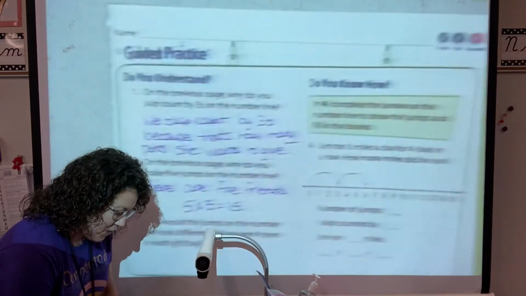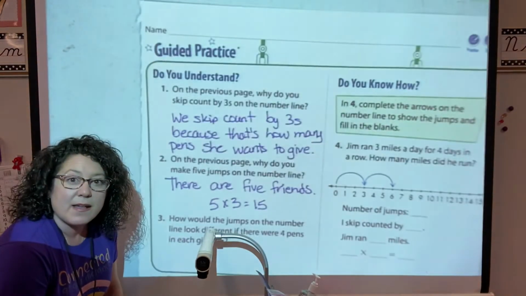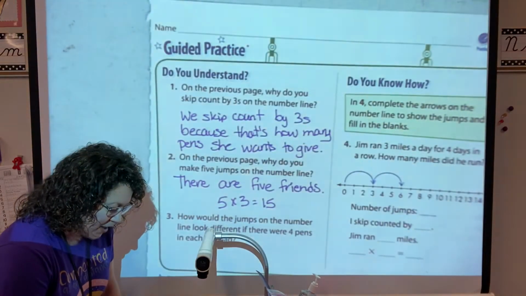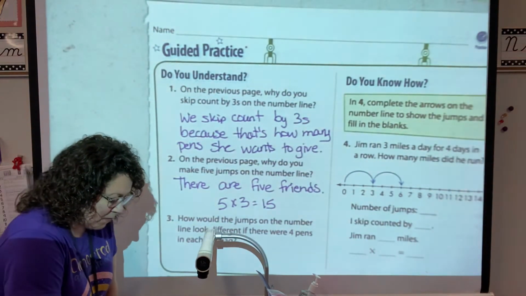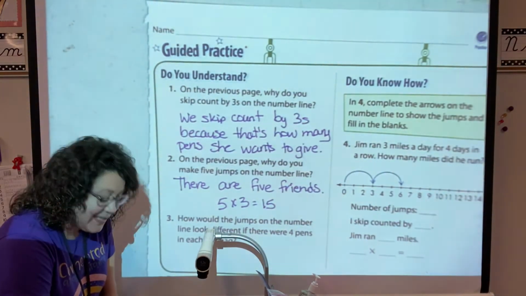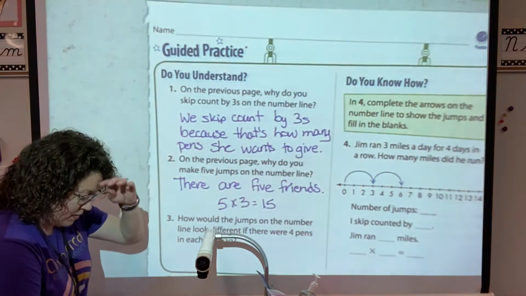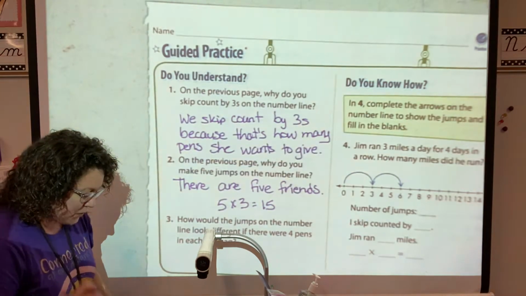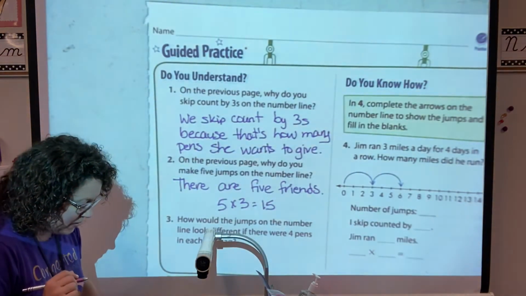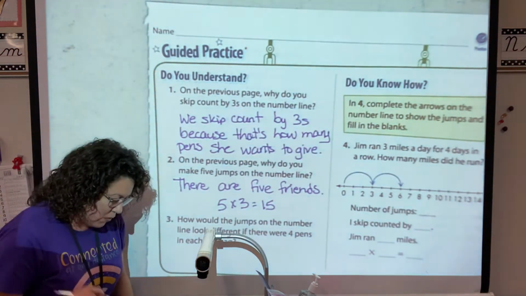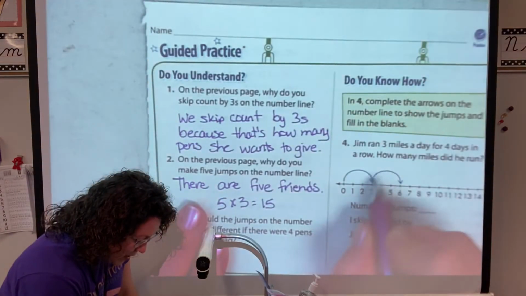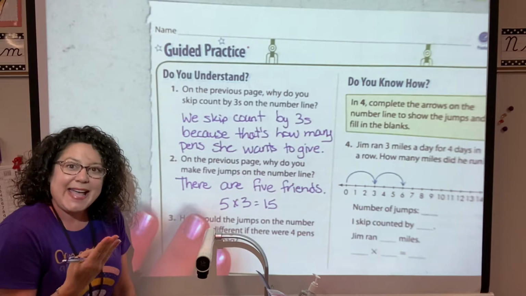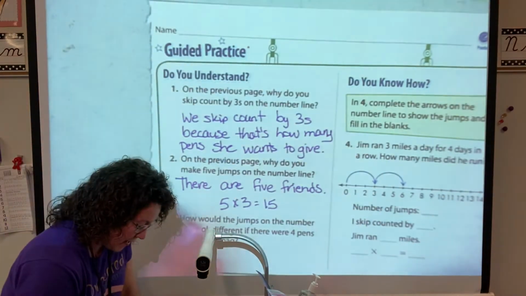Okay? We'll skip number 3. Let's look at number 4. It says, complete the arrows on the number line to show the jumps and fill in the blanks. Jim ran 3 miles a day for 4 days. That's a lot of running in a row. How many miles did he run? Okay, so why are we only jumping 3 here instead of 4? Because that's how many miles he ran, and the days would be the groups, okay?